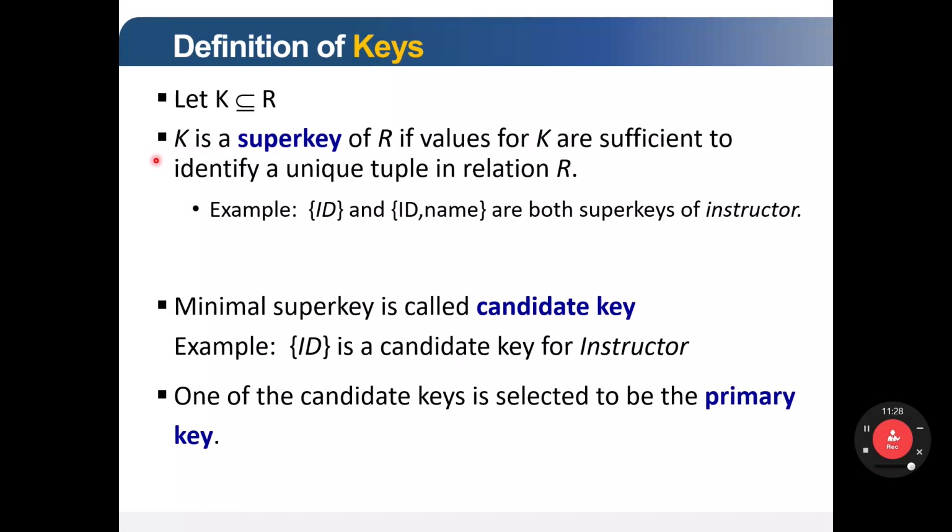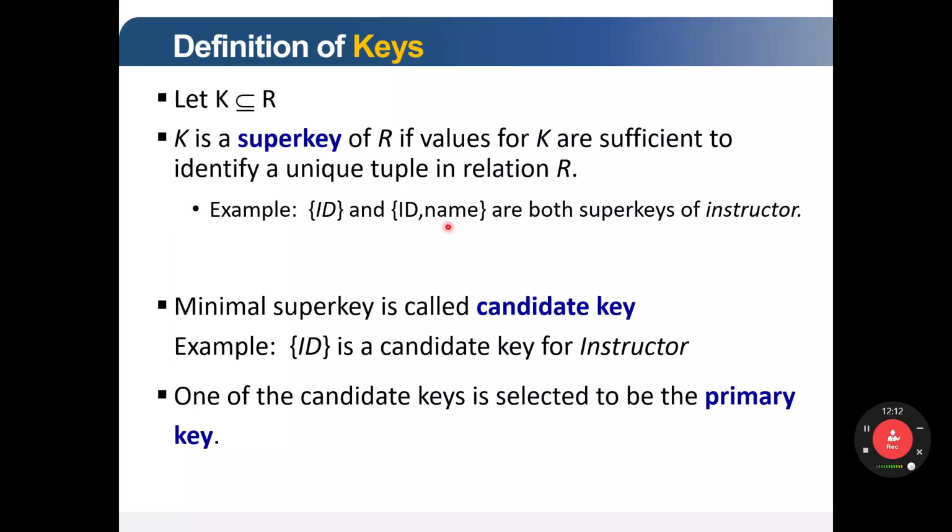And you need to distinguish three different types of keys. The first one is the super key. A super key is a key that is sufficient to identify a unique tuple in relation R. This means that if ID alone can uniquely identify a particular record, even if you have some additional attributes like name and department name, you can still uniquely identify a particular record using that set of attributes. Okay? So it is a superset of a key. That's the meaning of a super key.